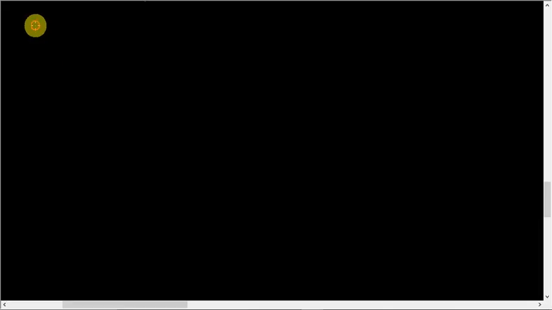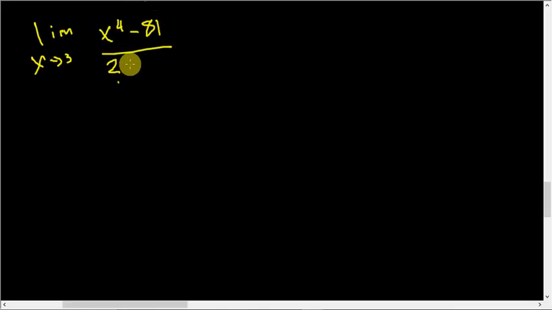Alright, so we've got the limit as x approaches 3, and I got this from ucdavis.edu. So there are some calculus problems there. Let's see, x to the 4th minus 81 over 2x squared minus 5x minus 3.